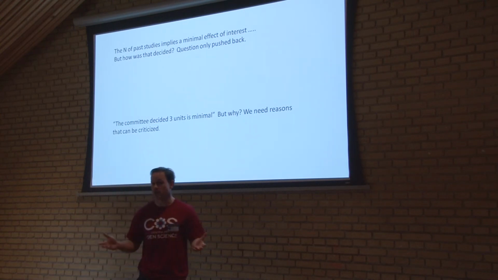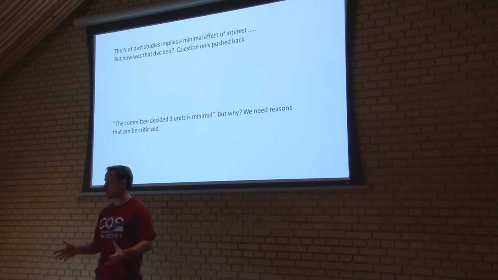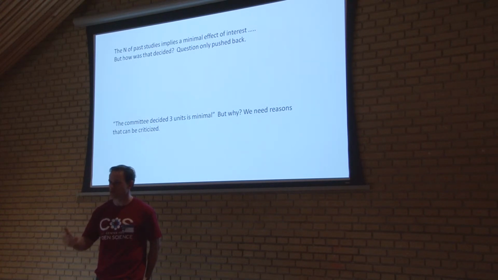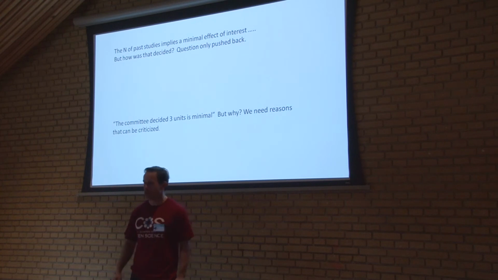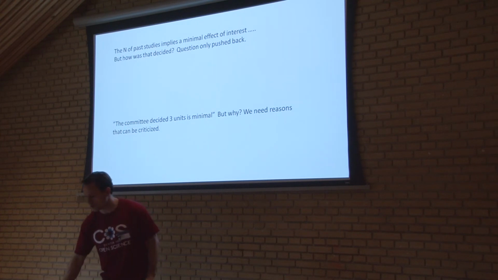A committee has decided that a change of 3 units is a minimal interesting effect size. That's a little bit better, but I don't particularly like that, because why did the committee come to their decision? It's just a black box. What we need is reasons we can criticize and therefore improve upon if necessary. And if the committee could decide on it for good reasons, well, so can you. So what are the reasons you could have?